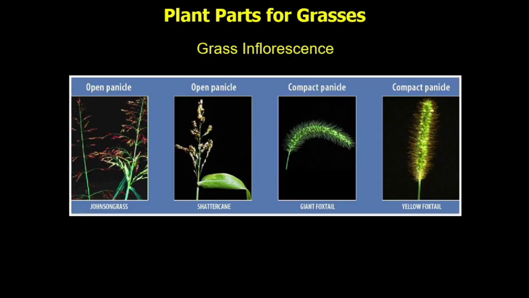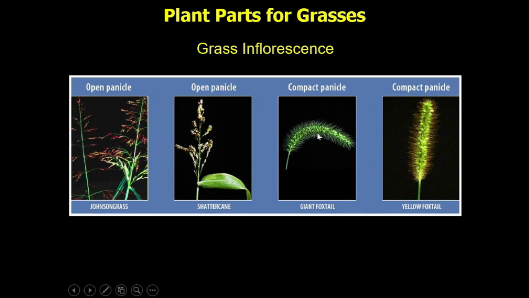To show some of the different ways that these can present themselves, once again using Johnson grass and shattercane as our examples. On the left side of the screen, Johnson grass has what we would call an open panicle. It derives its name just from this. You can see how the seeds are very far away from each other, just has kind of an open nature for the panicle structure itself. Shattercane would still have what we would call an open panicle, but it's a little more compact, but we would still call this a panicle.